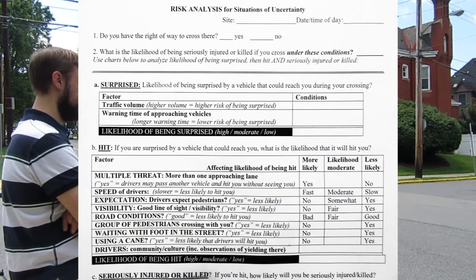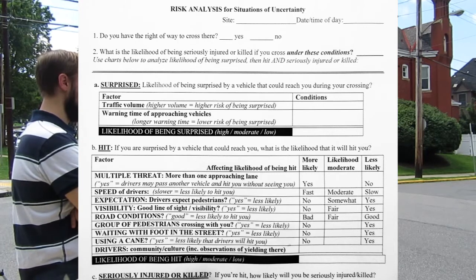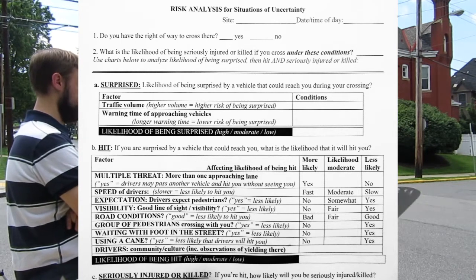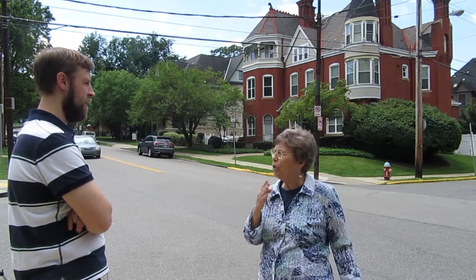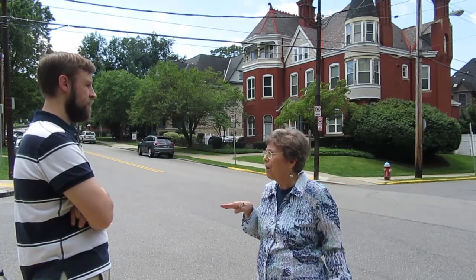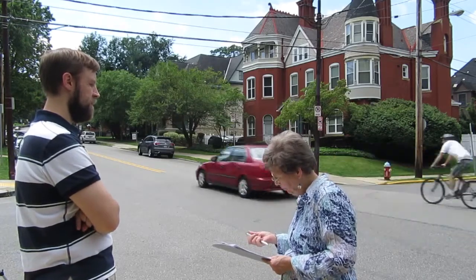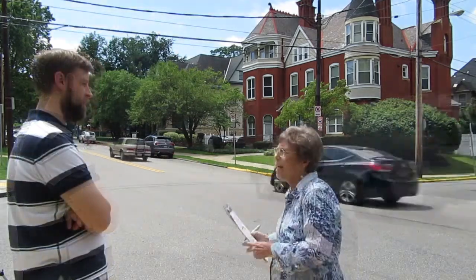The likelihood that you're going to be surprised depends on the traffic volume and how much warning you have. So traffic volume, would you say high traffic volume, middle traffic volume, low traffic volume? That's between medium and low. Medium to low traffic volume. Now, the warning time.